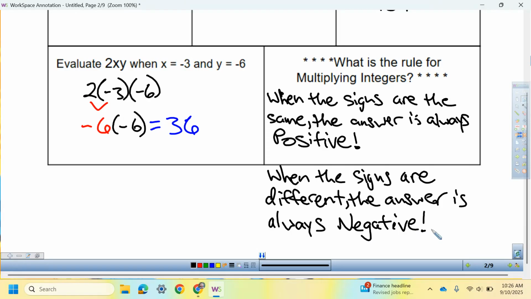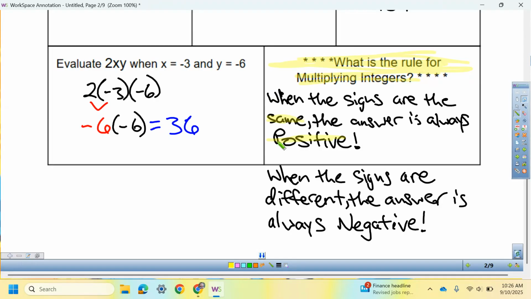Now this will hold true no matter how big or small the numbers are that you are multiplying. So same sign gets you a positive answer. Negative signs or different signs will get you a negative answer. So once you have that definition down, I want you to grab a highlighter, go ahead and highlight the rule for multiplication.